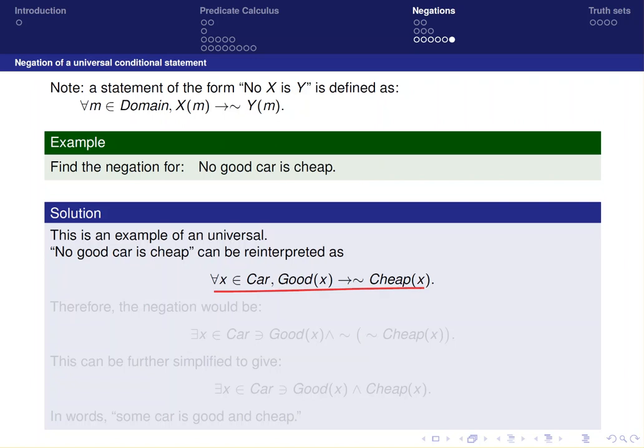Therefore, the negation of the for all statement is going to be an existential, and the negation of the if-then statement is going to be a conjunction, an "and" statement basically, with the second part being negated.